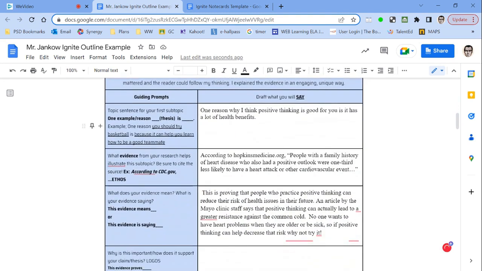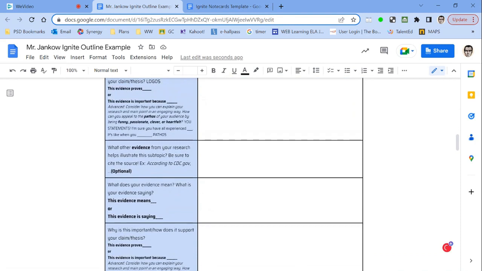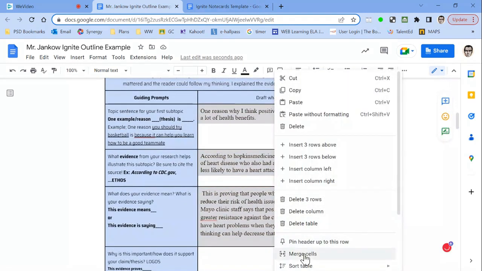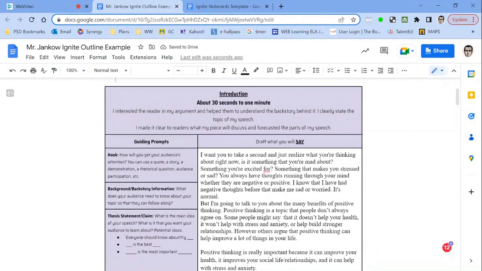And we're going to do that for all of the sections of our Ignite speech. Now, if you didn't write down here, you don't necessarily have to merge all that together, but wherever there's writing, you definitely want to merge that together all the way down to your conclusion. Let's assume that I did that for my whole outline. And then next, we're going to start reading our speech.